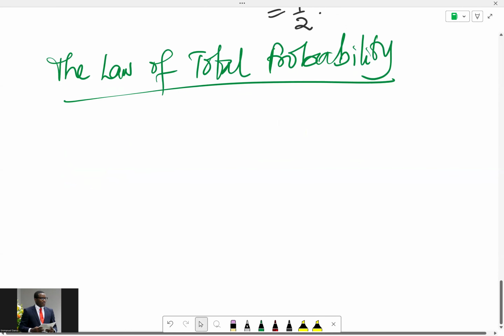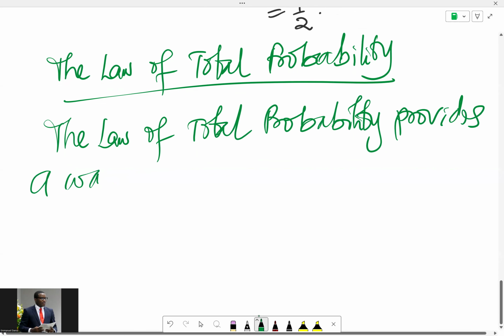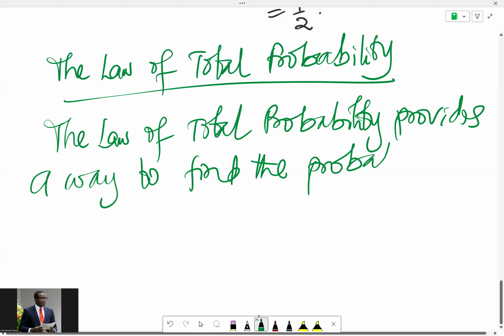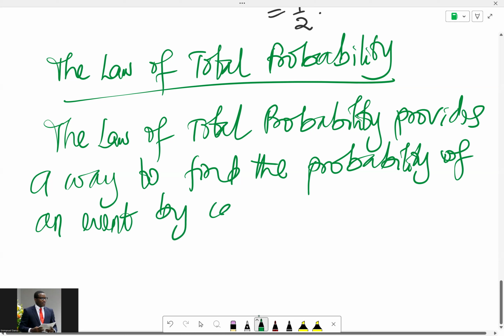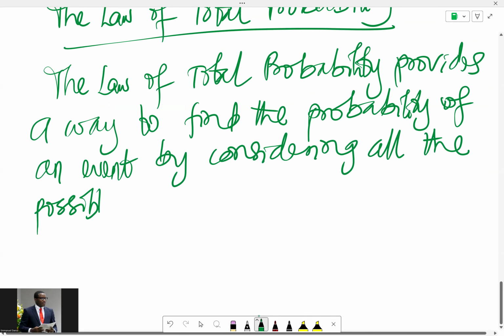The law of total probability. So the law of total probability provides a way to find the probability of an event by considering all the possible ways it can happen.